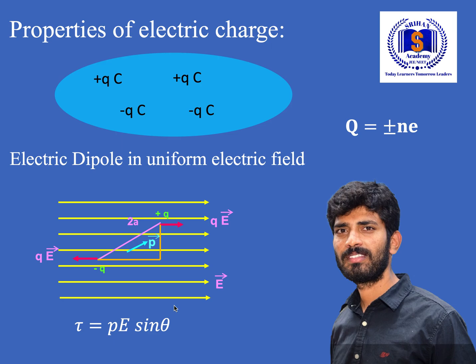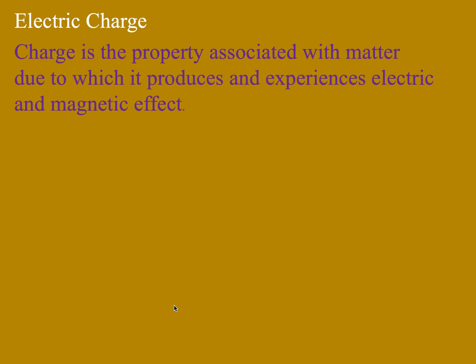Let's start today's class. In today's class, we'll discuss two more 3 marks questions from the chapter electric charges and fields. Let's start today's point. First, electric charge. What is electric charge? Electric charge is the property associated with matter due to which it produces and experiences electric and magnetic effects.